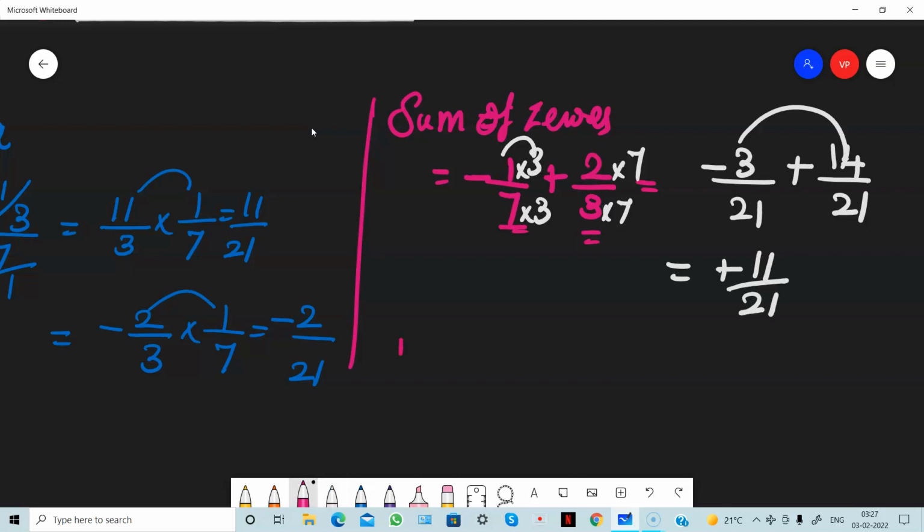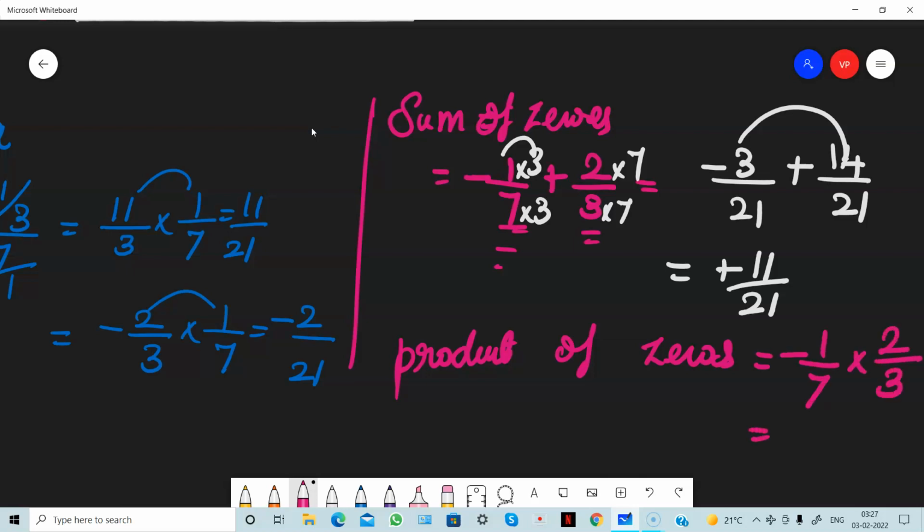Okay, then what is the product? Yes, product of the zeros. See, I find that, what is that? Minus 1 by 7 is the one zero. The next zero is 2 by 3. So, when you multiply, 1 2s are 2, negative 2 by 21. Okay. So, I find the sum and product in two ways. One from the coefficients by using the formula, and the other by directly adding and multiplying the zeros.